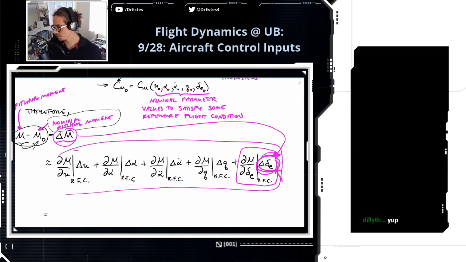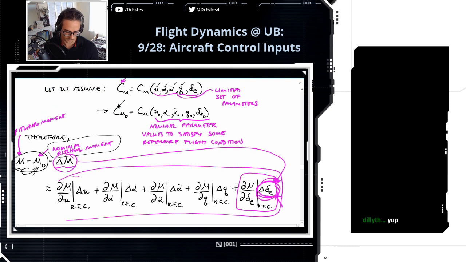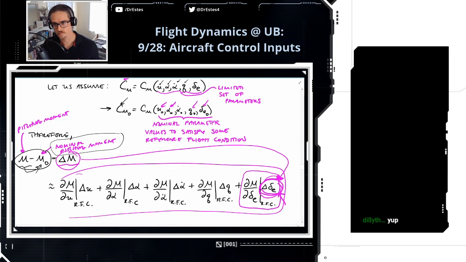Even in that case, you could define some constants for this. Maybe there are some reference flight conditions where things are changing, but I think we're going to assume they're constant. Okay.